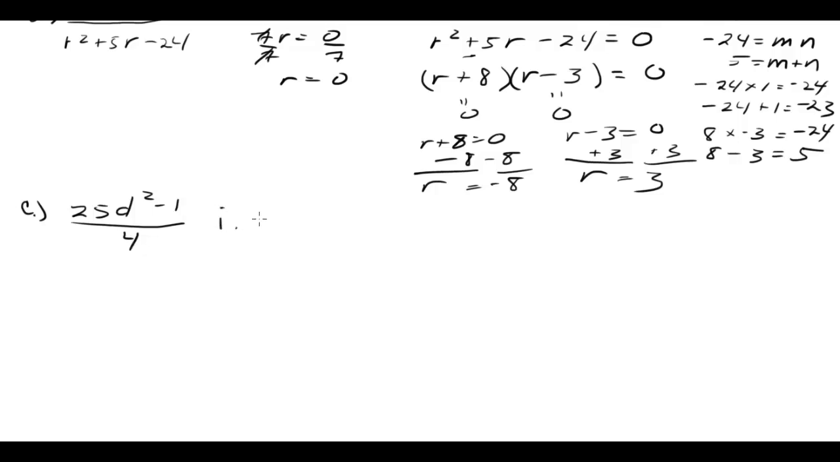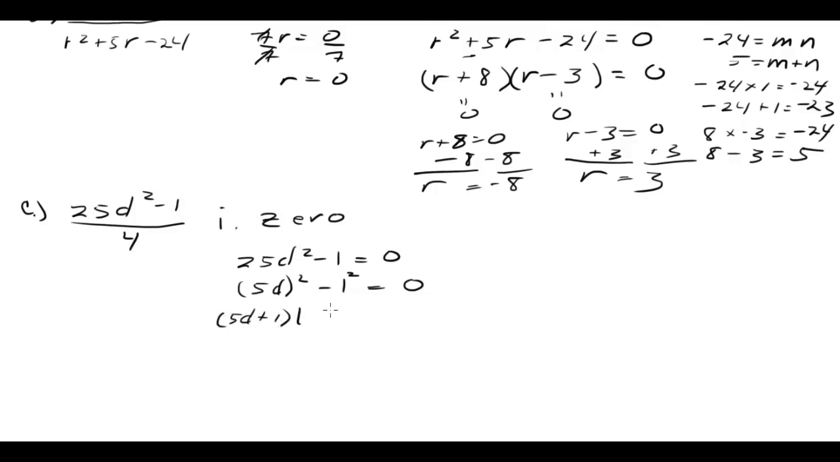So the first question, when is that 0? Again, it's 0 when the numerator is 0. When 25d squared minus 1 equals 0. Well, we can factor that because this is a difference of squares. This is the same as (5d) squared minus 1 squared equals 0. So I can factor out 5d plus 1 and 5d minus 1. They're going to equal 0, and that's going to yield my solutions for when this rational expression is 0.